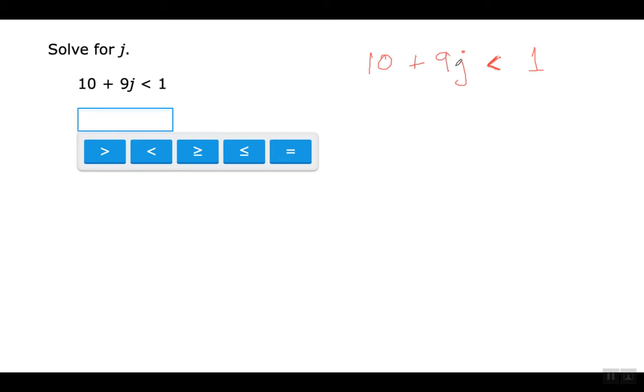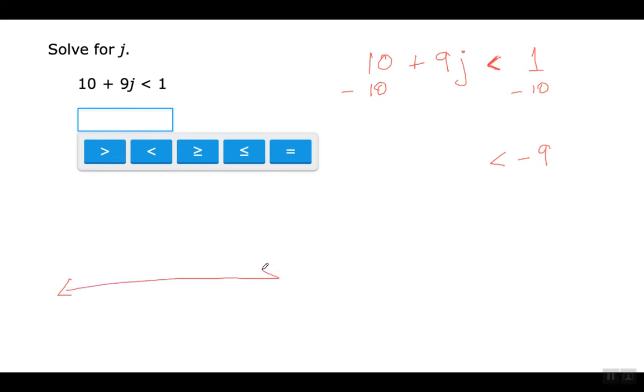Okay, so the way I always say to do it is that the number that's with the variable, you move last. You leave that one for last. You got to get rid of this one first. So the first thing I'm going to do is get rid of this 10 by subtracting 10 from both sides of the inequality. So on this side, 10 minus 10 is 0. That cancels out. And on this side, 1 minus 10 is negative 9.